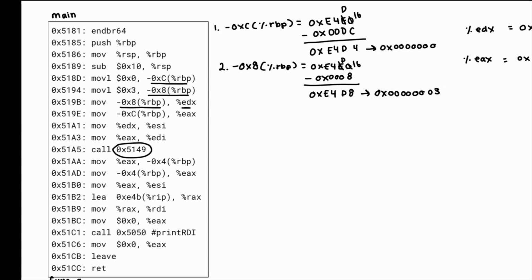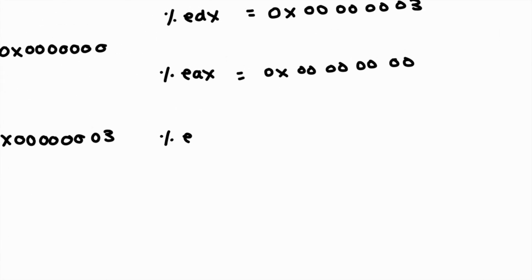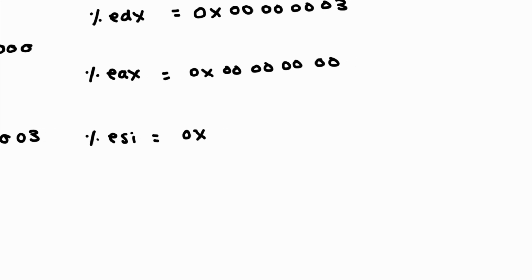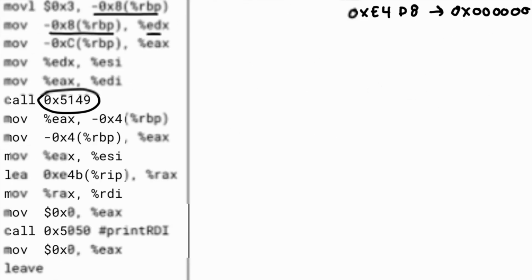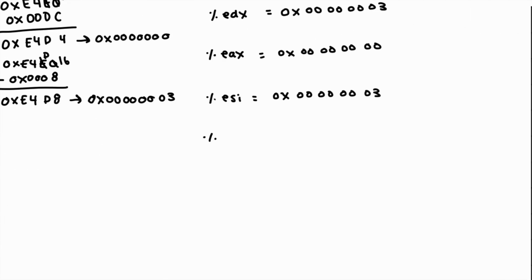Now we're going to move EDX into ESI. ESI is a register we haven't accessed yet. Again, it's 4 bytes, and we're going to take whatever's in EDX and put it in there, so it's going to be 0x03. And now we're going to move EAX into EDI, so now EDI will have the value of 0x0.